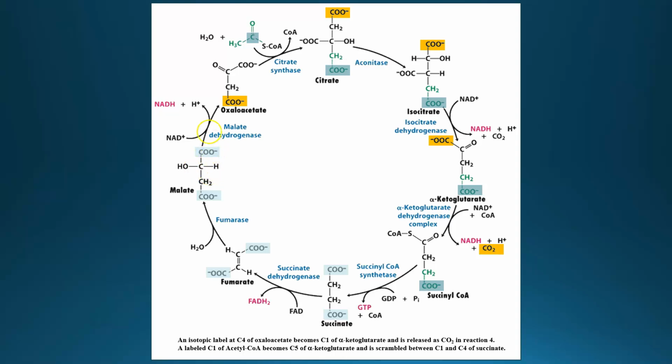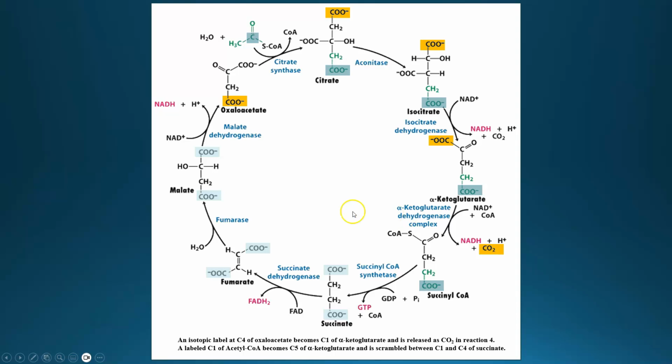So as we continue on from malate, if I now label one of those carbons with this orange label, I now have 50% of that isotopic label that came from the first carbon of acetyl coenzyme A. That one now becomes the top carbon of citrate, isocitrate, and alpha-ketoglutarate, and is liberated from alpha-ketoglutarate in step 4.